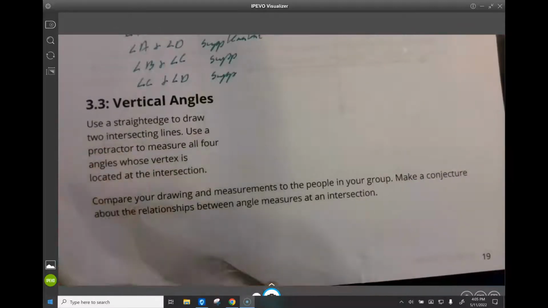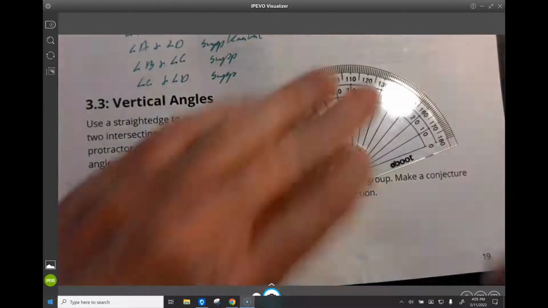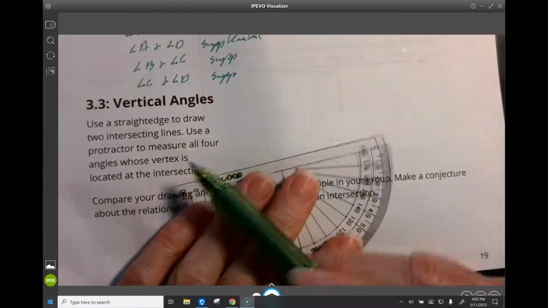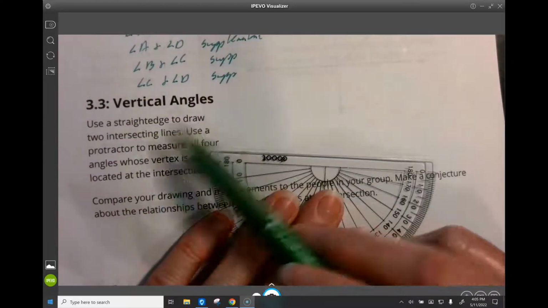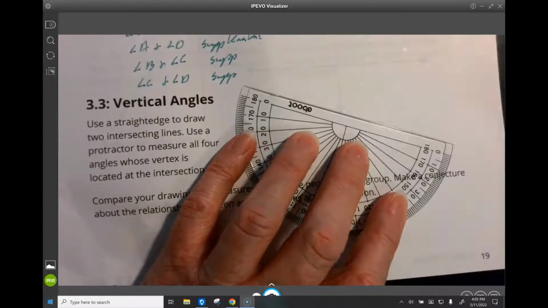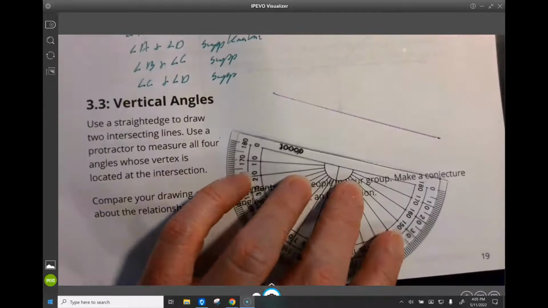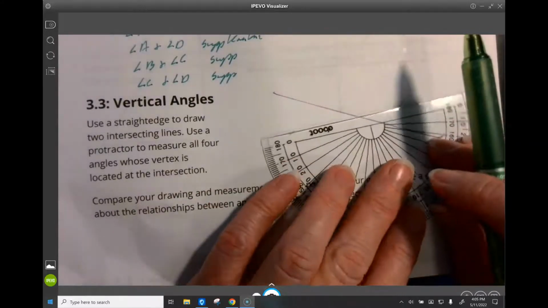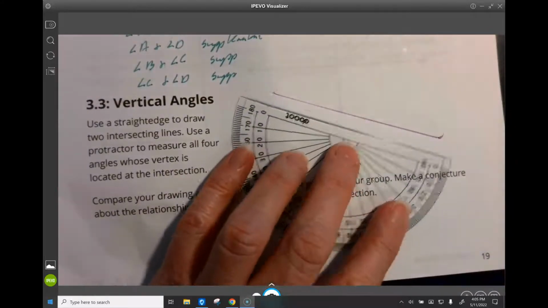Use a straight edge. Well, handy dandy, look at that protractor. It has a straight edge on it. Use a straight edge to draw two intersecting lines. So draw a line, just any line whatsoever, and then draw a line that intersects with it. Draw it however you want to. It does not have to be exact.